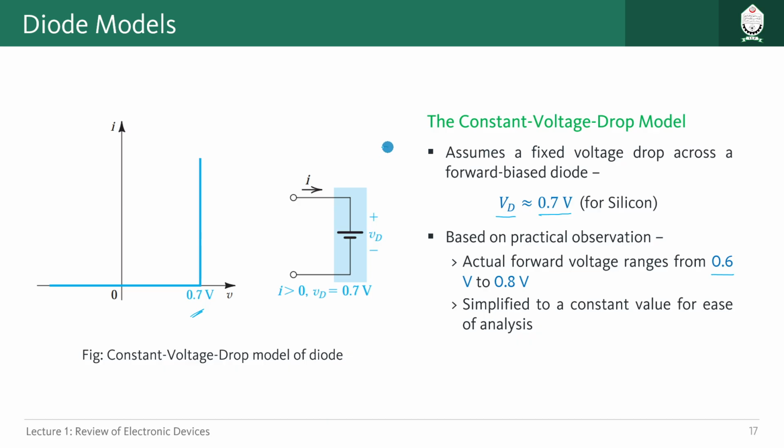We can also model it as a circuit like that. VD basically represents the voltage drop across our diode, which is 0.7 volt for silicon. In most cases, this is the diode approximation model we will use for our analysis in this course, because it is easy to understand and easy to calculate. Also, it is not very computationally heavy, as you will see.